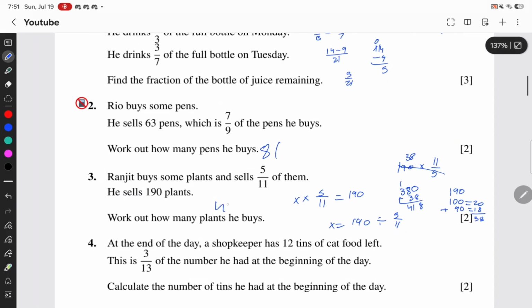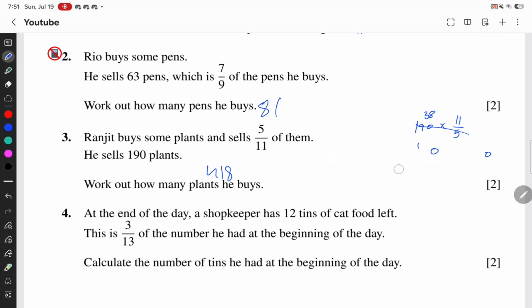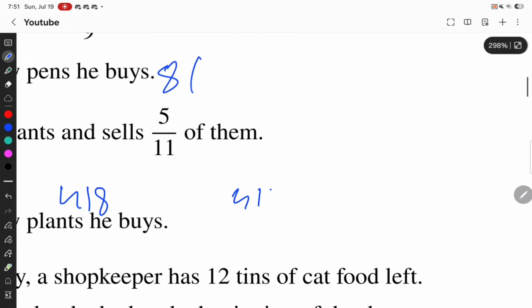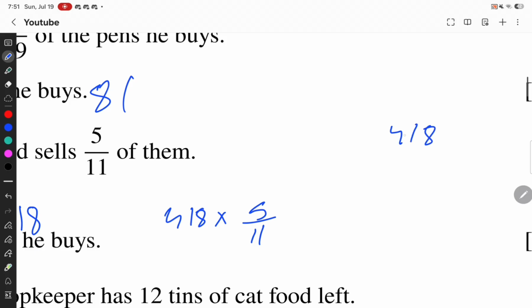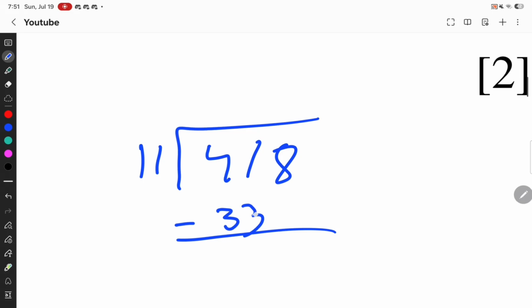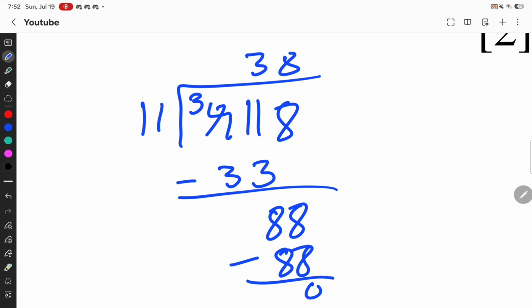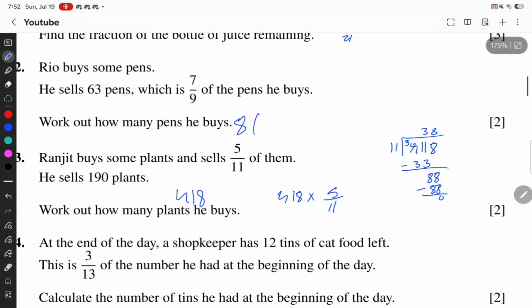418. So he bought 418 plants and he sold 5/11 of them. We get 190 plants. Let's verify our answer. 418 times 5 over 11. Long division, don't worry. 33, we get 3 over here. 88 minus 88 is equal to 0. We get 38 as our answer.